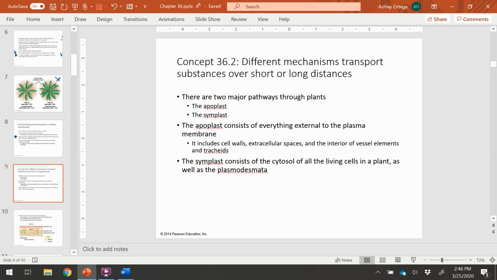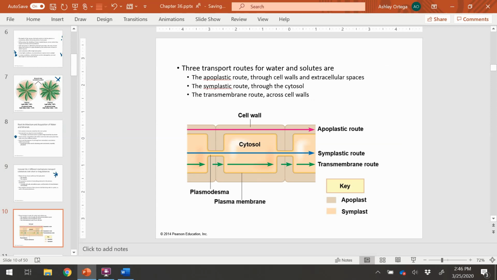So looking at the next portion here, we're going to look at transport. So this chapter is mostly about transport and how things get transported throughout the plant. And so the first type is going to be how they transport in terms of short distance. And then we'll look at long distance transport. And so looking at this here, this describes the transport, but I like the next slide better. So this is the one I would focus on here.